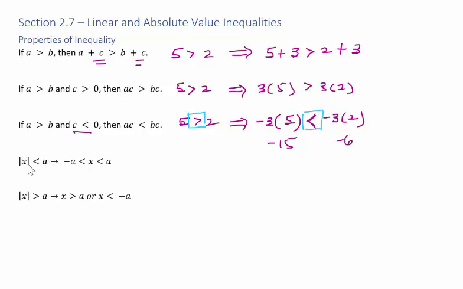Okay, we have some absolute value inequalities, and the first one says if the absolute value of x is less than a, then negative a is less than x is less than a. Okay, so let's see how this works. So we have the absolute value of x is less than 3.